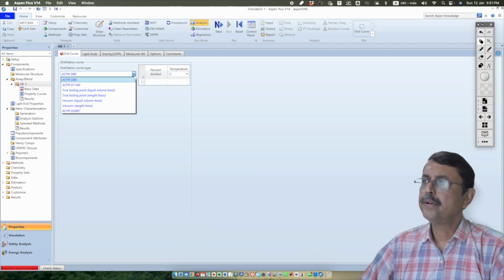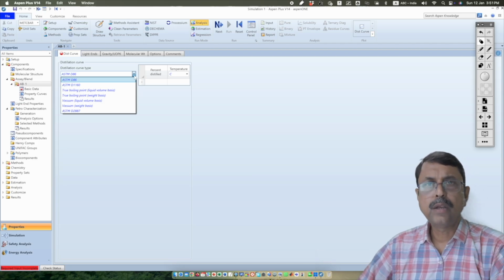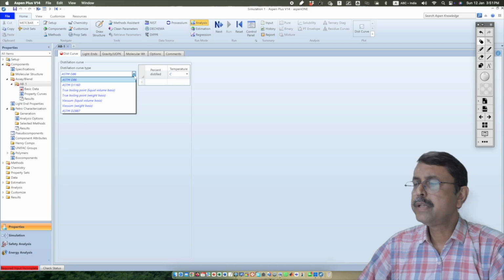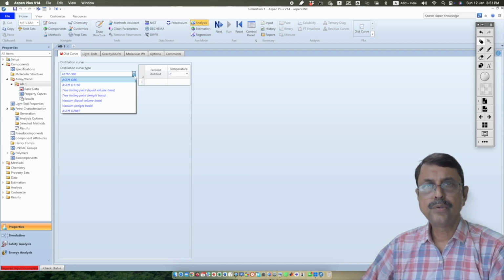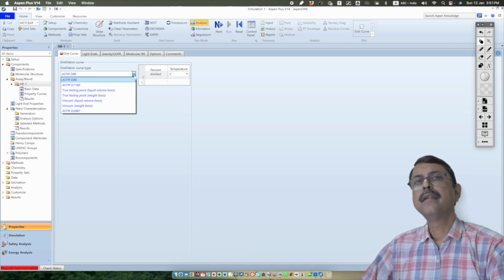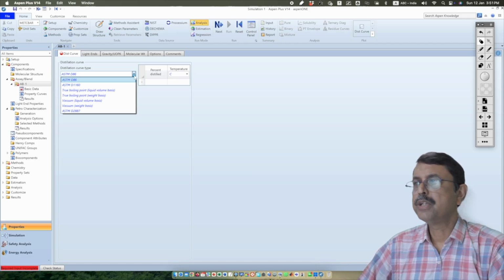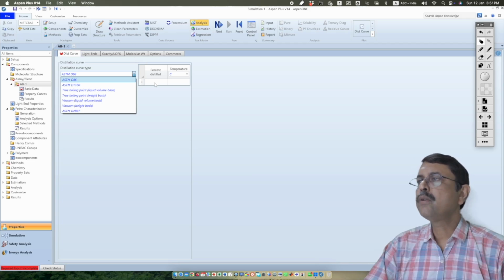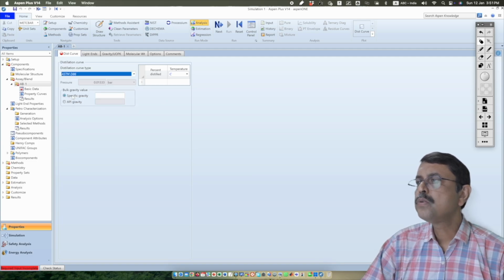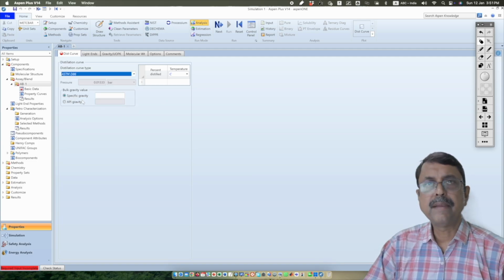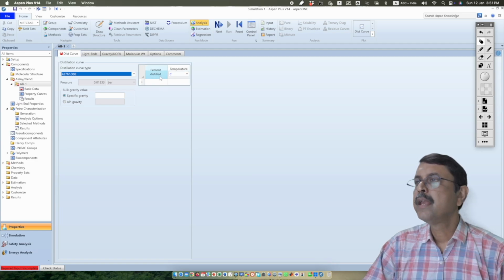Okay. So people who already know this, you know what to do with them. And those who do not know what they are, you can read through any standard book. You will find enough information about it. So what you need to give is either the specific gravity information or API gravity information and the percent distilled amount that you have to give.